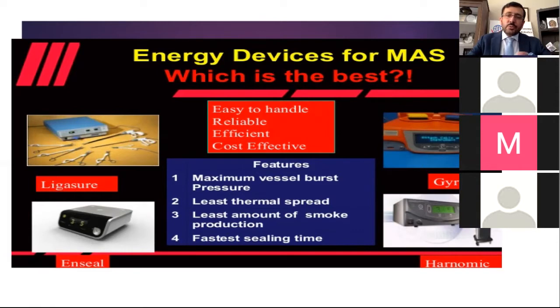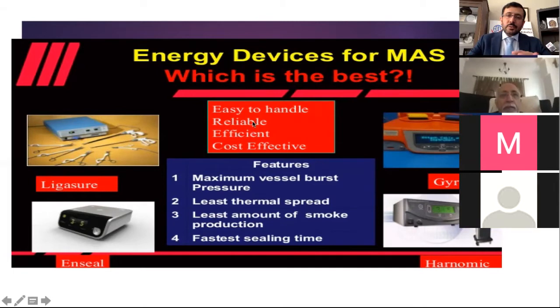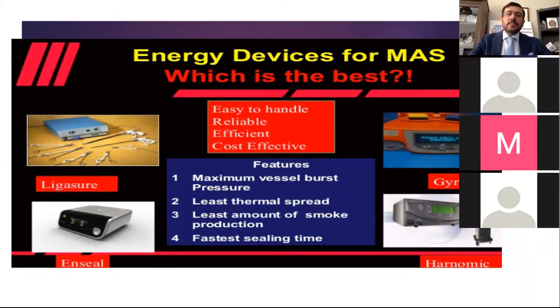When you are choosing your instrument, it must be easy to handle, reliable, efficient, and cost effective. Also consider maximum vessel burst pressure, least thermal spread, and least amount of smoke production, which is also an issue during surgery, especially in laparoscopy, and fastest sealing time. So it depends on you. Then you can see the difference. You can talk with the companies. Again, it is a choice of the surgeon.